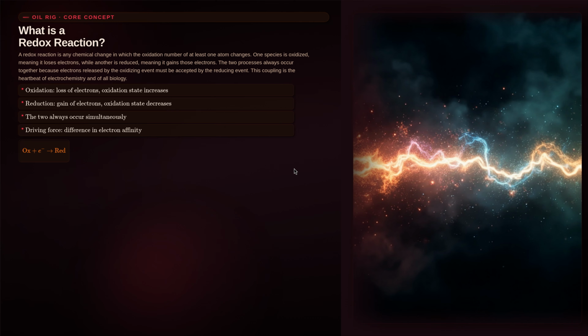The species that loses electrons and is oxidized is called the reducing agent because it is the substance that gives electrons to the other species and thereby causes the other species to be reduced. The species that gains electrons and is reduced is called the oxidizing agent because it is the substance that takes electrons and thereby causes the other species to be oxidized. So the reducing agent gets oxidized and the oxidizing agent gets reduced. This swap is the heartbeat of every redox reaction in the universe.